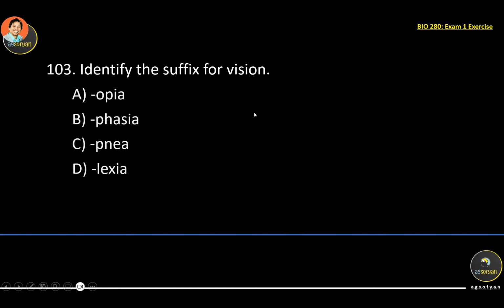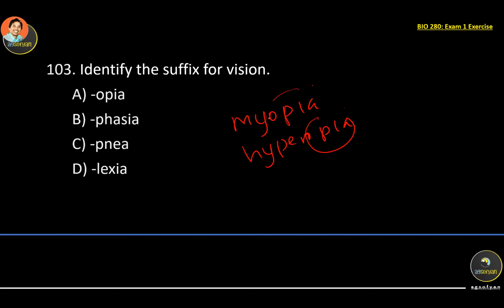Identify the suffix for vision. A, B, C, or D. You might have heard about people that have myopia, hyperopia, and so on. This opia over here means vision. Myopia is for older people, who usually have difficulty reading or seeing closer objects. So opia means vision.